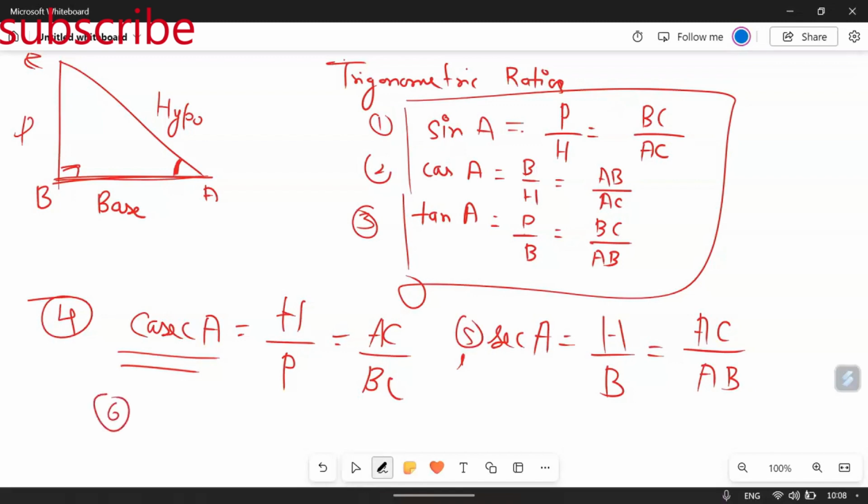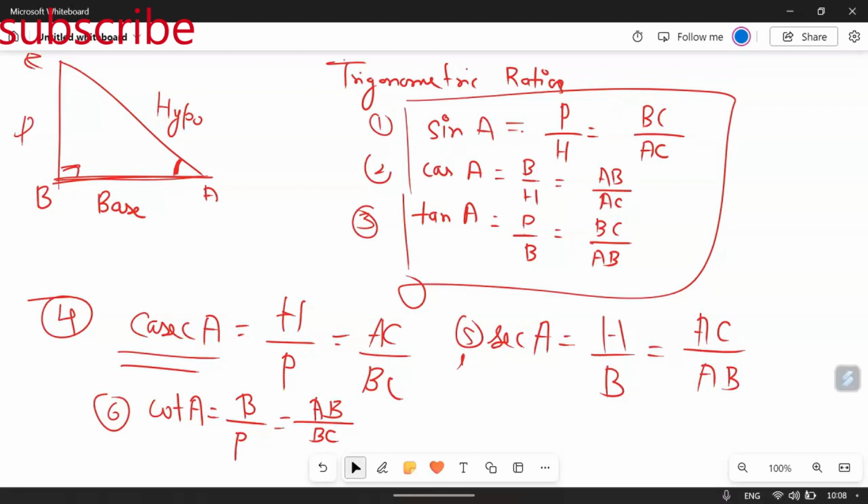So you can find out what is cot A. Cot A is your base upon perpendicular, just opposite to the tan A. So we can say that AB upon BC. So these are all the six trigonometry ratios. You must understand them: sin A, cos A, tan A, cosec A, sec A, cot A. But it is with respect to the angle A.